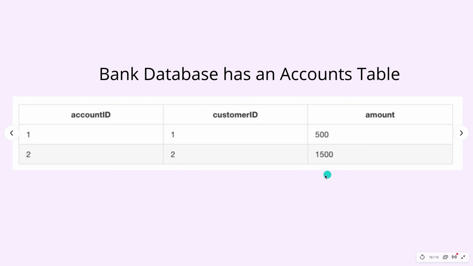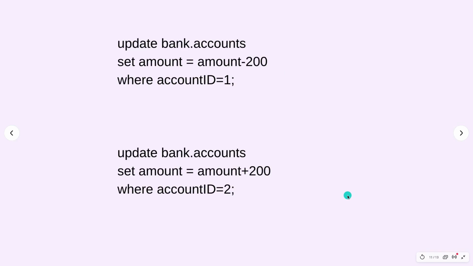And how will we do that? On the database side, let's take a look. So of course we need to have a where clause. Where account ID is 1, subtract $200 from the existing amount and then set that as the new amount in the bank accounts table. So this is an update statement, a simple update statement, where we are first subtracting 200 from account ID 1, and then that same 200 is credited into account ID 2.